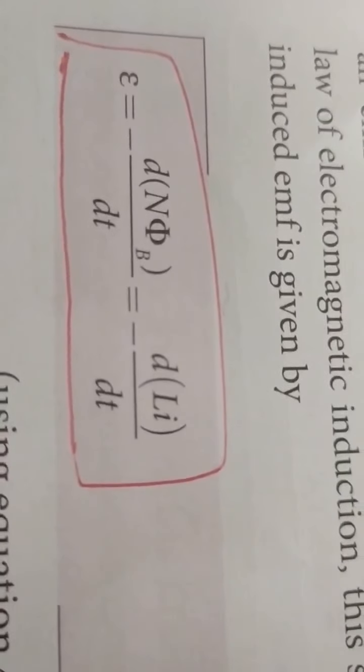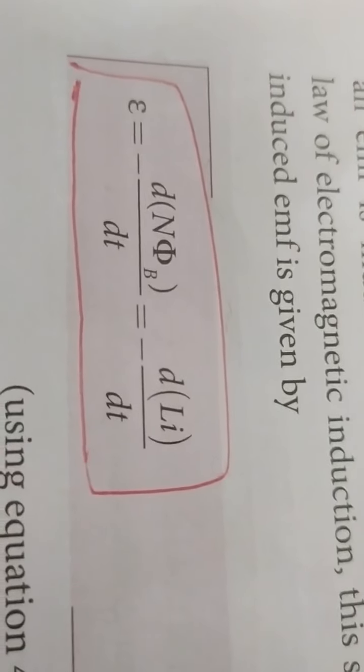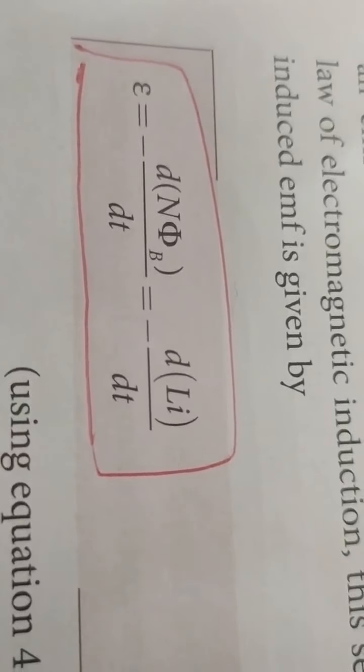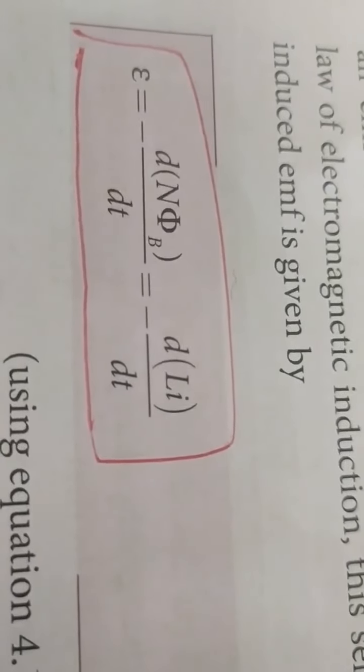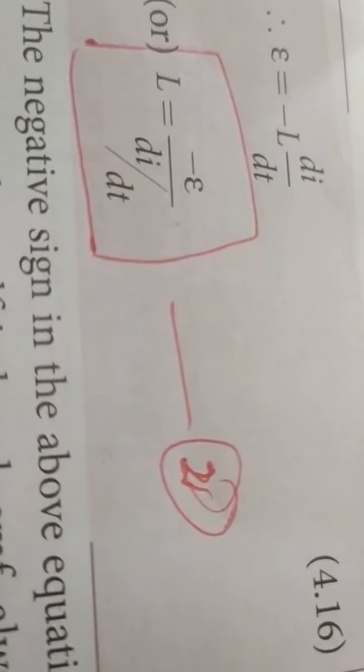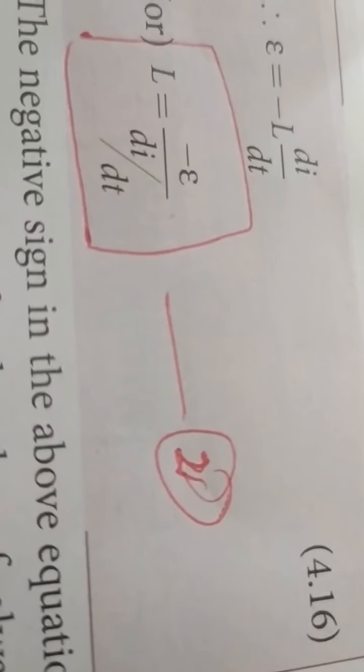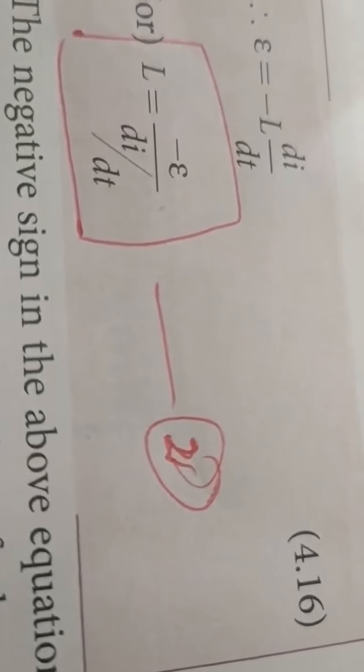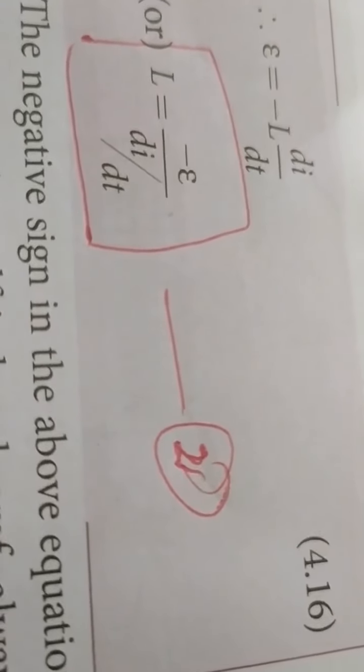Let us see another form of the formula, and you know this is Faraday's law: E is equal to minus d of N phi B by dt. Here N phi B is the flux linkage, but this N phi B is nothing but L I. In the next step you are taking L outside, so L into dI by dt. So here you can take L this side: L is equal to minus E by dI by dt. This is another formula for self-induction, where E is the EMF and dI by dt is the rate of change of current. So you have two forms of equation for self-induction.